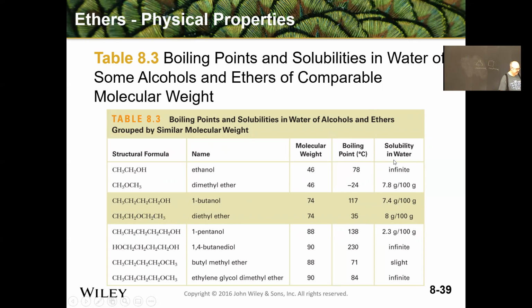All right, and then here's some other examples. Butane diol, okay, if we compare that with 1-butanol, which is only partially soluble, if we have 2 alcohol groups on a 4-carbon chain, then that is now infinitely soluble. Okay, you can see that that also significantly raises the boiling point. Butyl methyl ether has a similar molecular weight, but it has a considerably lower boiling point and much less solubility in water compared to 1,4-butane diol.